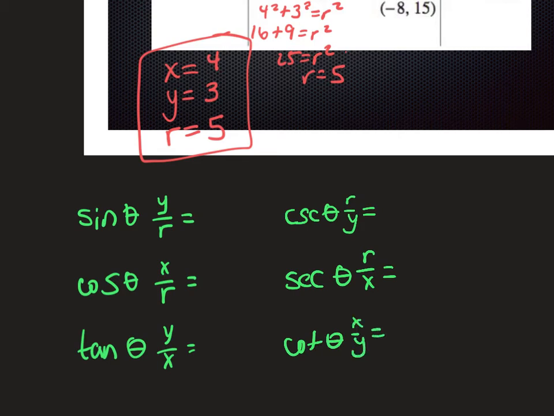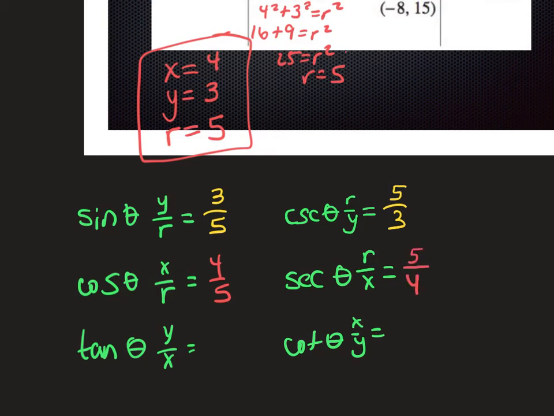So, taking our numbers that we have, let's figure out our trig functions. Sine of theta is what over what? 3 over 5. Thank you, sir. 3 over 5. So that means my cosecant is what? 5 over 3. Good. So now let's do cosine. Cosine is? That's 4 over 5. So that means my secant is? 5 over 4.